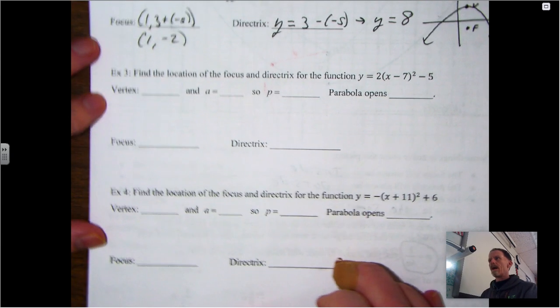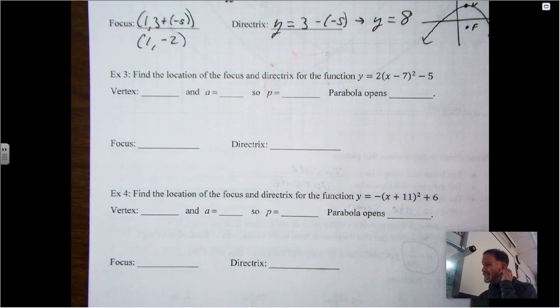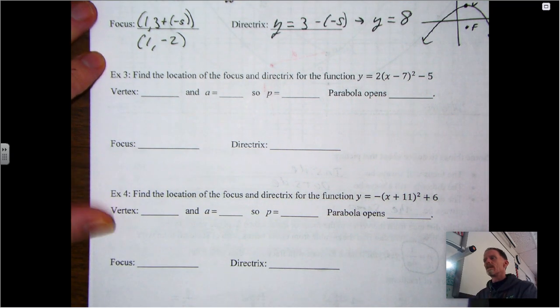So if you want to pause the video and do those last two by yourself, I will warn you, your P is going to be a fraction in this case, but it's the same exact process. So go ahead and pause and see if we can work through those, and I'll zip through the answers and finish it up.